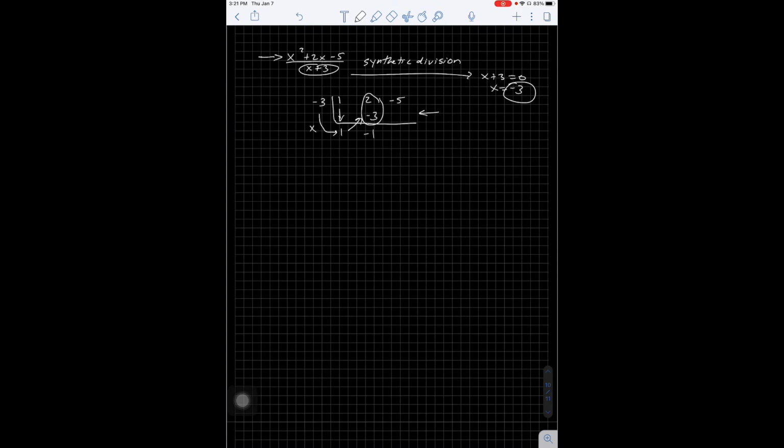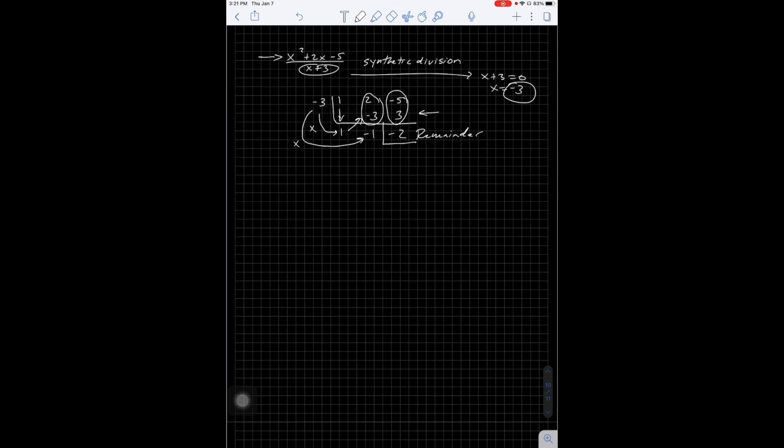Then you do the whole system again. -3 times a -1 is going to be a +3. And then I'm going to combine these two. A -5 and a +3 is going to give me a -2. All right. When you're done, when you've run all the way across your section there, the last number that you have is always your remainder.